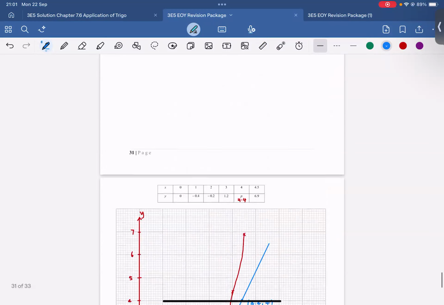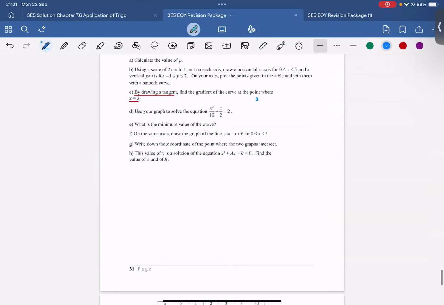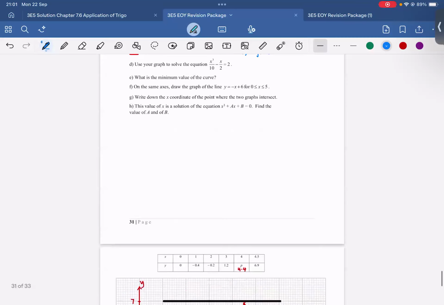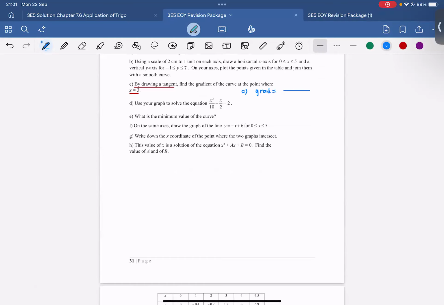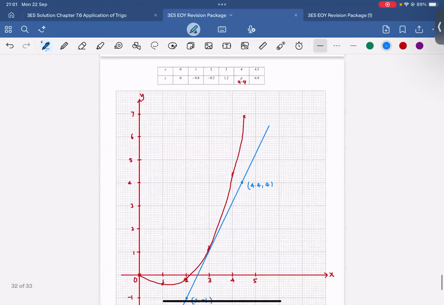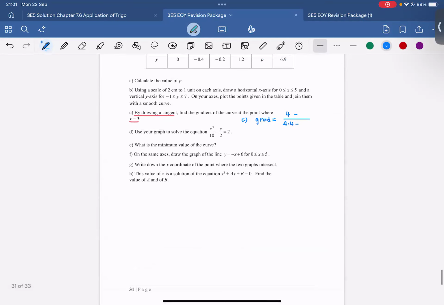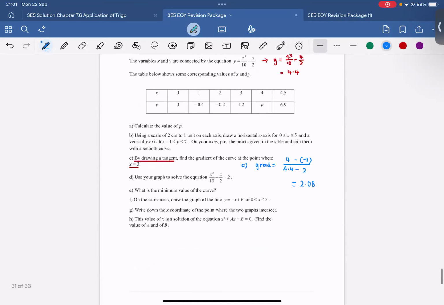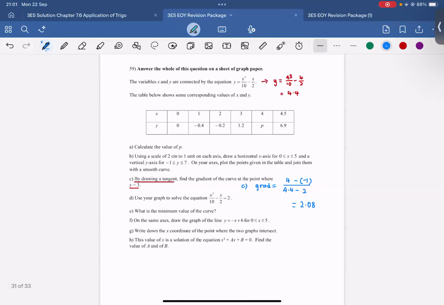Then we find the gradient. So the gradient, this is part c, equals, for your formula, y is on top, 4.4 minus negative 1, over 4 minus 2. I get 2.08. My graph may not be correct.